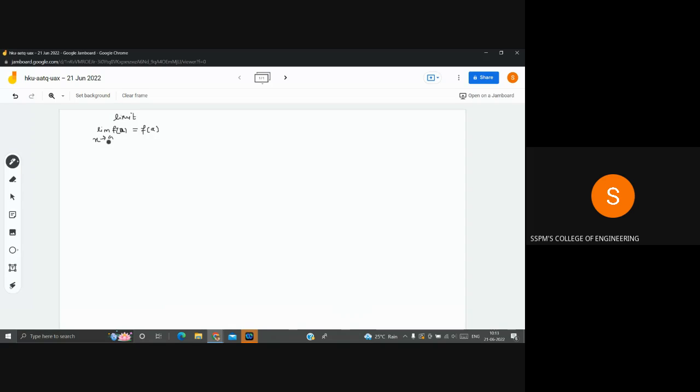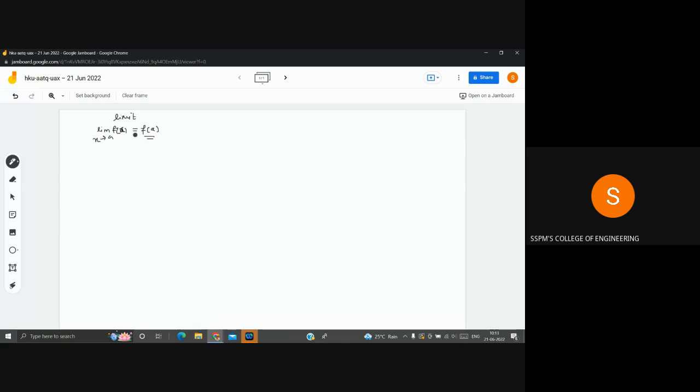It means x will approach towards a. It means that x will not be equal to a, but takes values from the left or right of a, and these values will be continuous. So the limit of the function of x as x tends to a is the function of a.